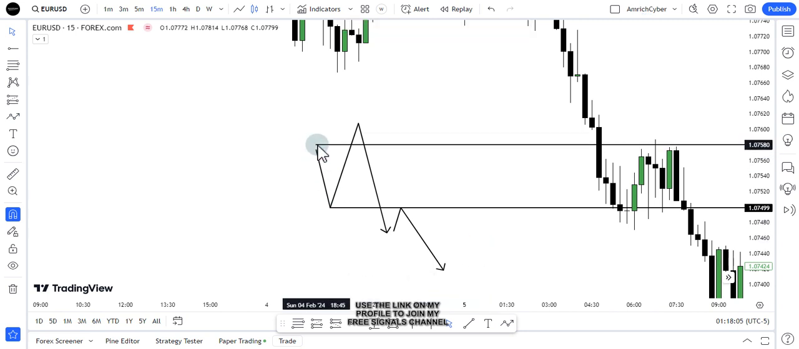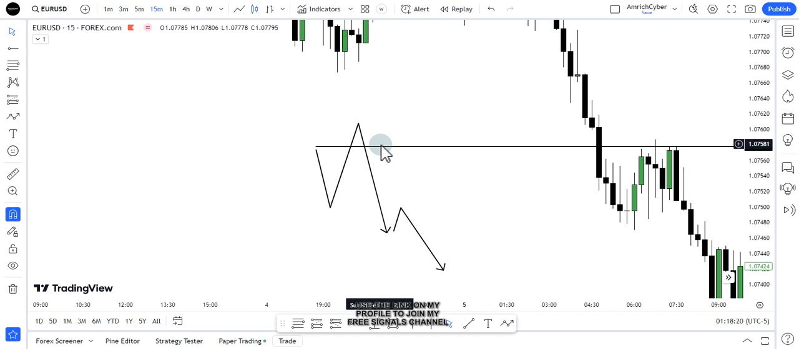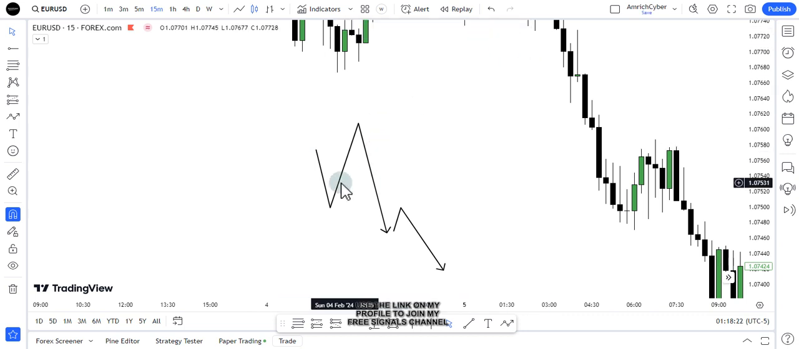Take note, price will create a high, create a low, breaks the previous created high here, and then breaks the current created low. So the low here becomes the breaker block. So let's show some examples on the chart.